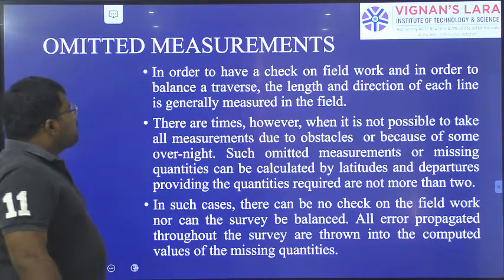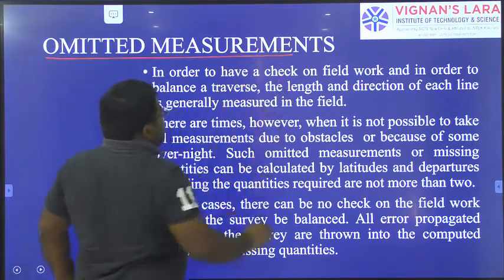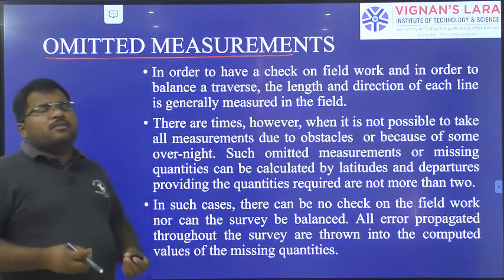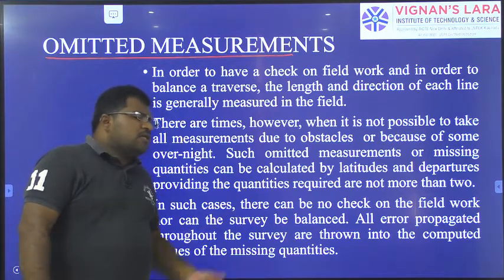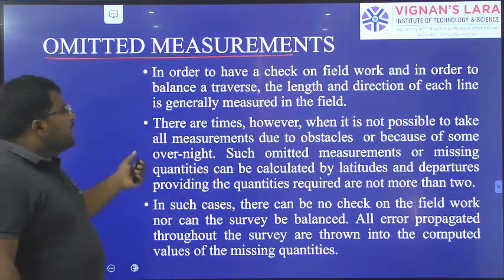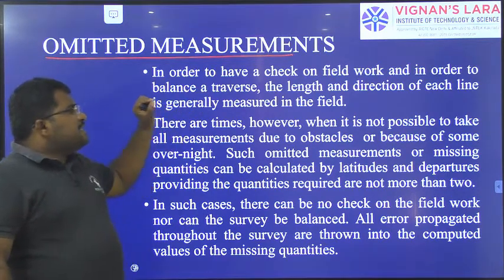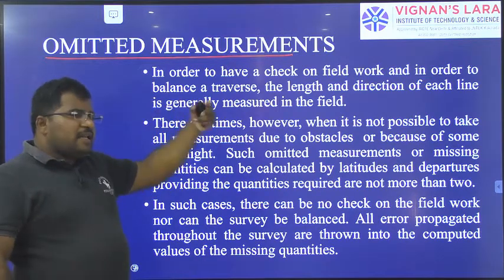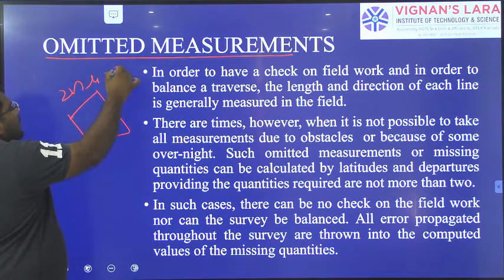Now we are going to enter the topic called omitted measurement. What is meant by omitted measurement and what is its importance? We are going to discuss that now. In order to have a check on field work and in order to balance the traverse, how are we going to balance it? We already know: 2n minus 4 into 90.